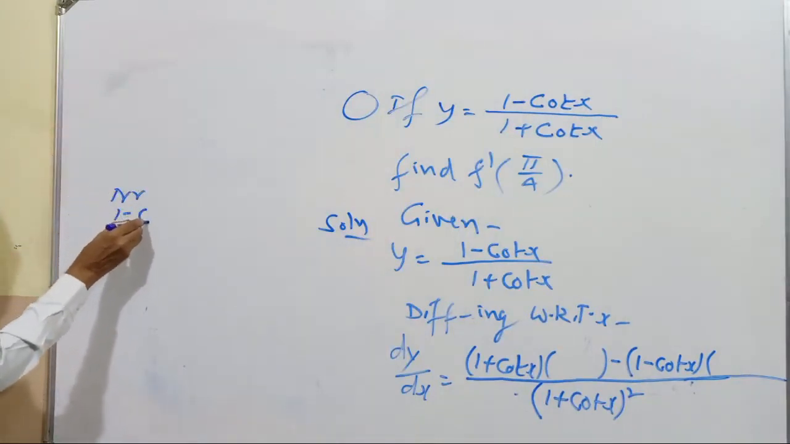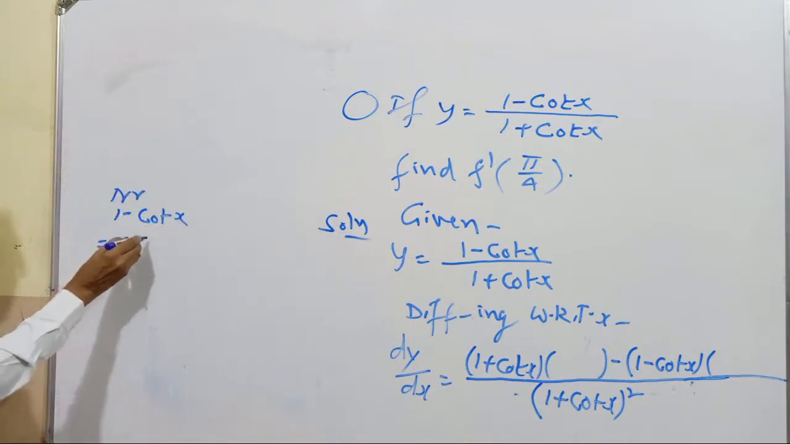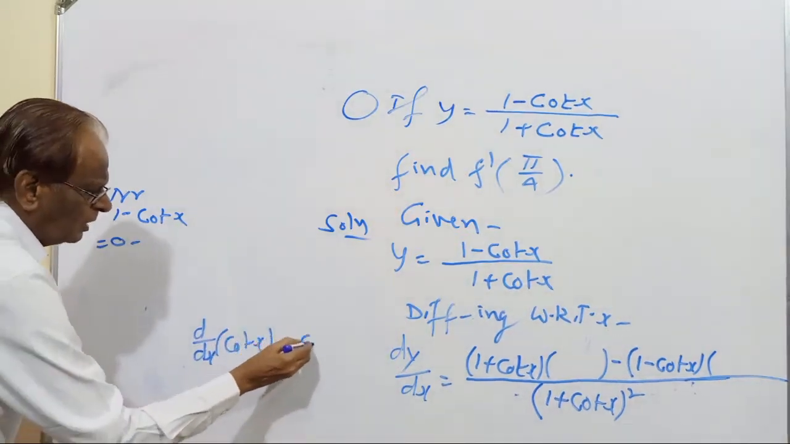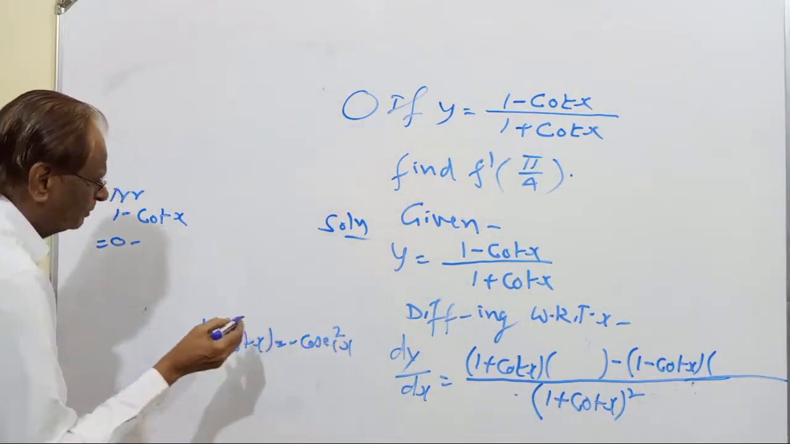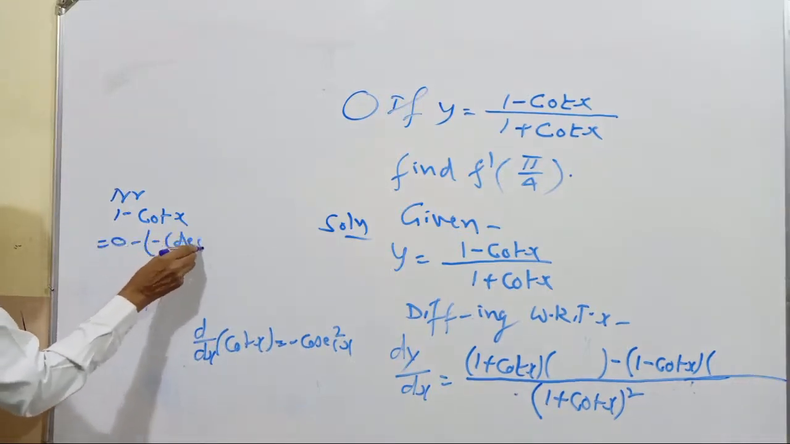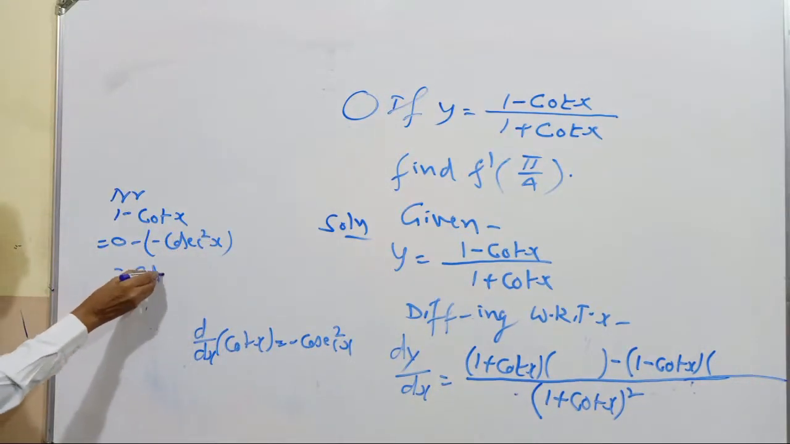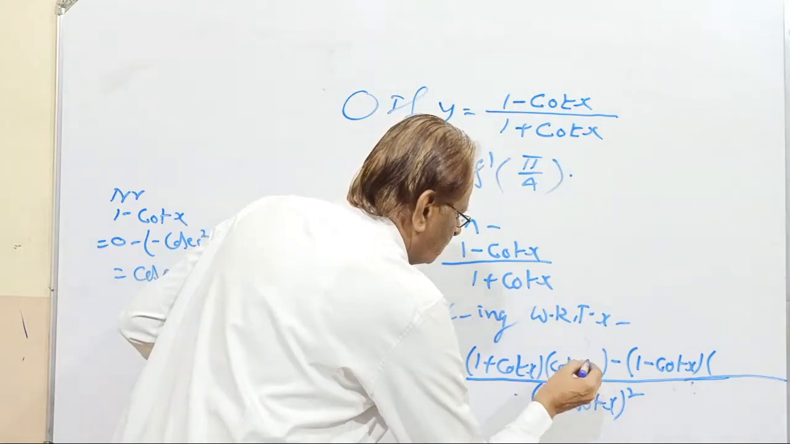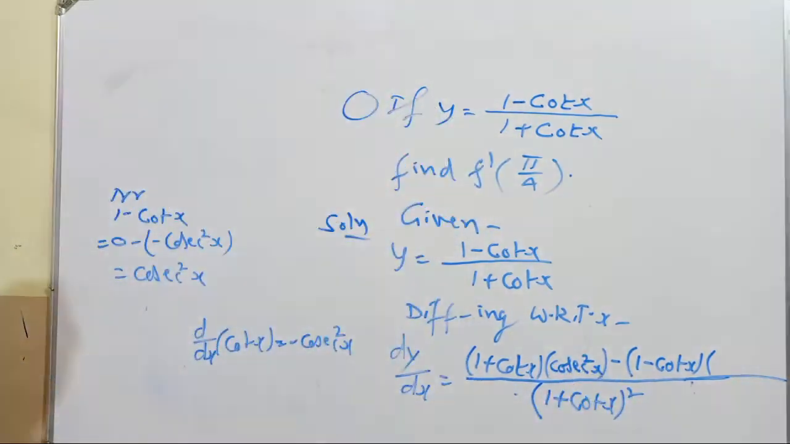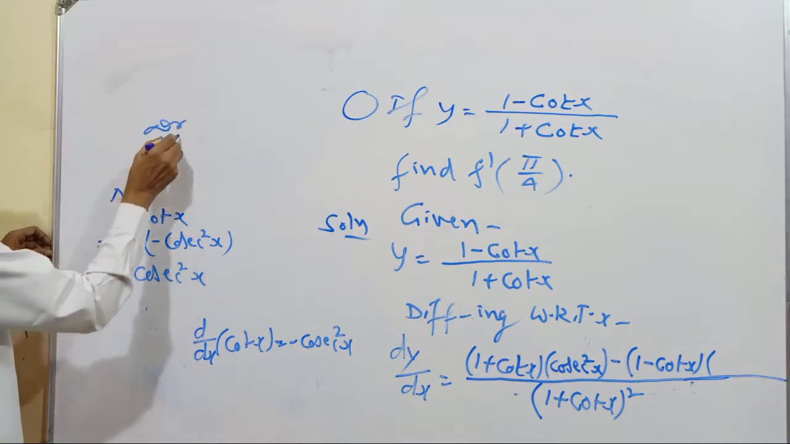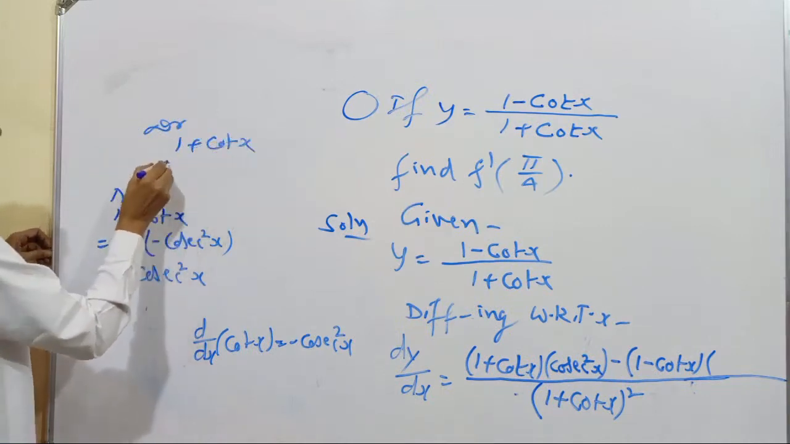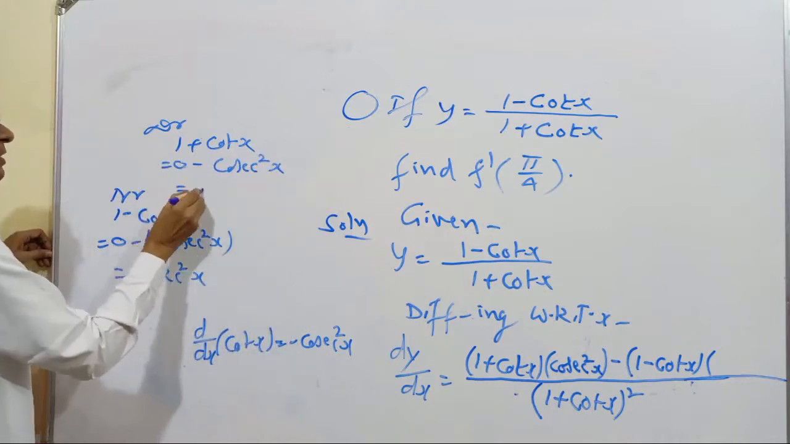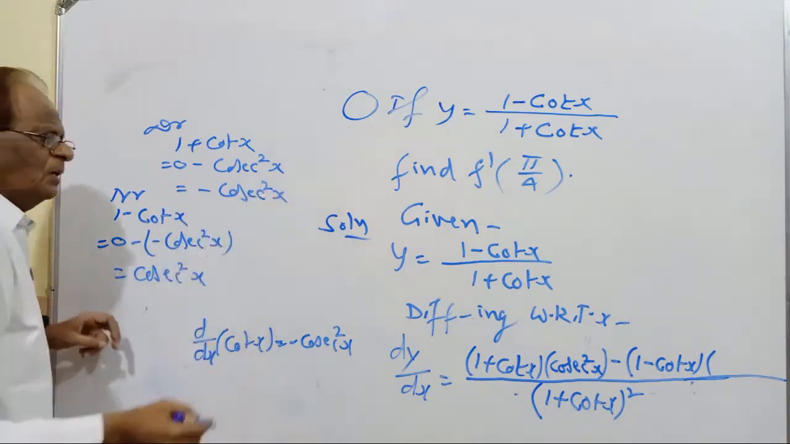Numerator is 1 minus cot x. Differentiation of 1 is 0, differentiation of cot x is minus cosec squared x, so this is plus cosec squared x. Denominator is 1 plus cot x. Differentiation of 1 is 0, differentiation of cot x is minus cosec squared x.